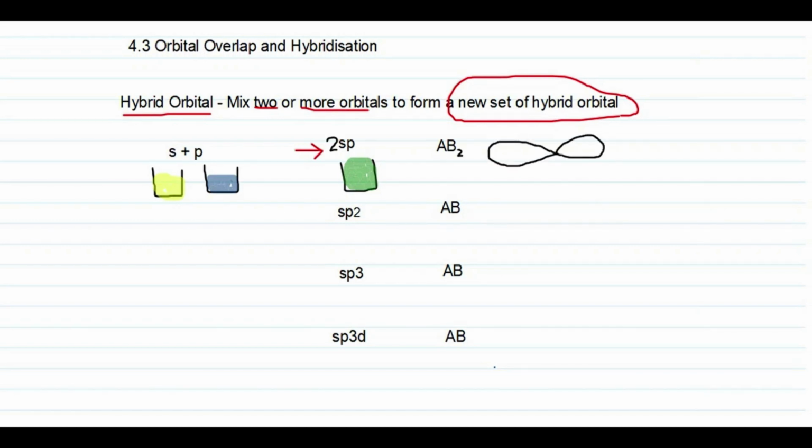And the 2 sp here means you have two lobes, sp1 and sp2. And hence 2 sp as shown here.